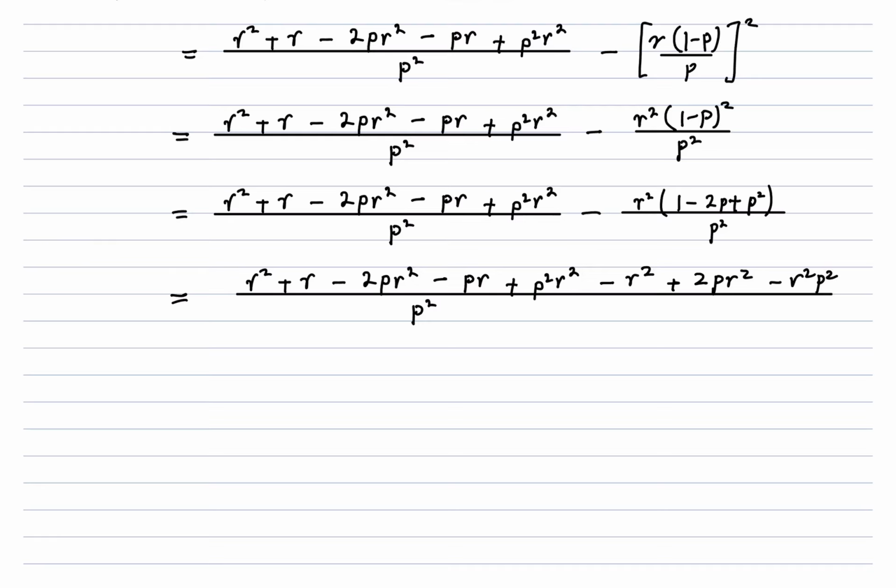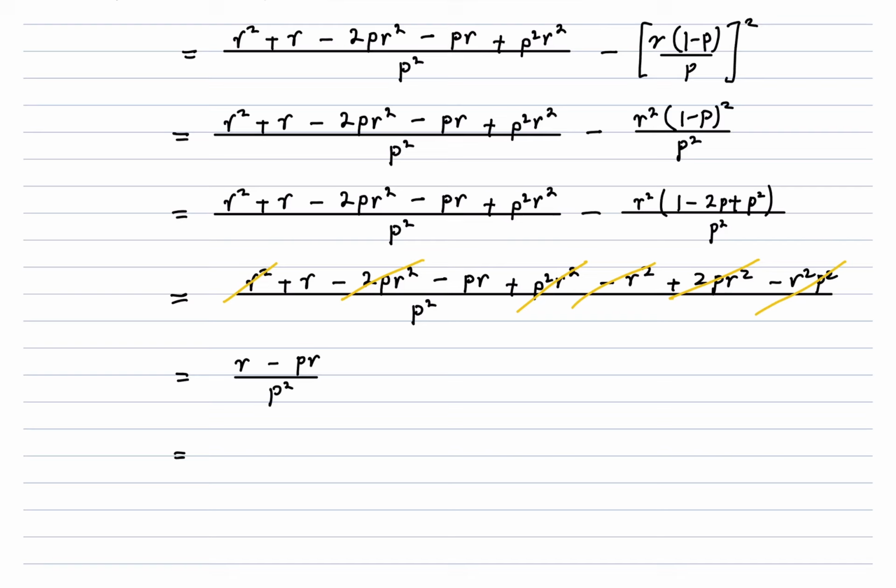And what you will notice, very luckily, the r squared here will cancel with the minus r squared here. The minus 2pr squared will cancel with the positive 2pr squared here, and the p squared r squared will cancel with the minus r squared p squared here. And now what we're actually left with is a very simple term, which is equal to r minus pr all over p squared.